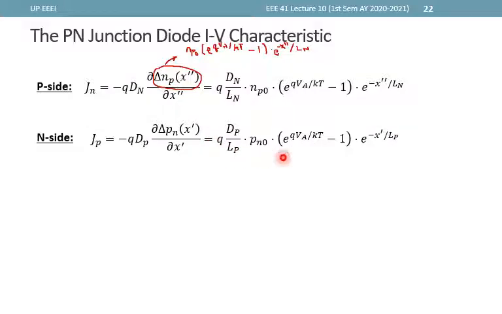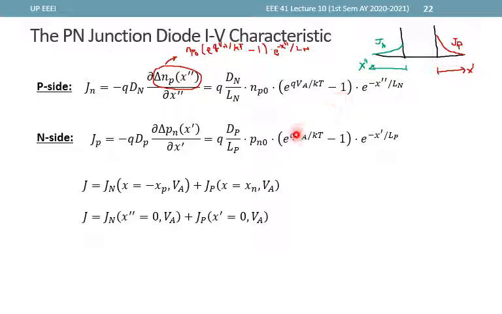So what can we observe? This tells us that at the p side, we have some starting current that is exponentially decreasing as we go deeper into the quasi-neutral region at the p side. So that is depicted by this plot, and we are now actually able to obtain the expression for these two plots.